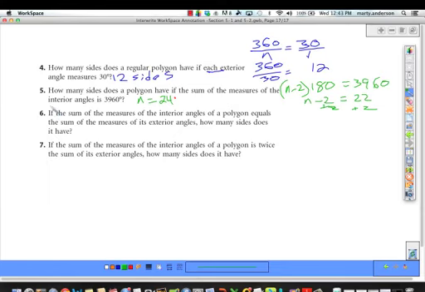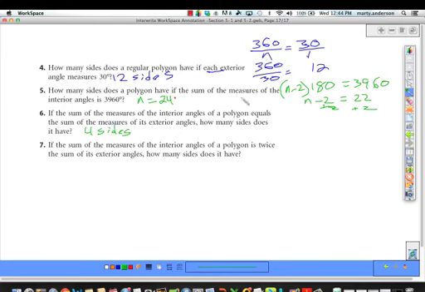Last two, a little bit different. If the sum of the measures of the interior angles of a polygon equals the sum of the measures of its exterior angles, how many sides does it have? Now, some of you probably already figured this one out. When is an interior angle equal to its exterior angle? Since they're a linear pair, that's going to be when they're 90 degrees. What kind of a figure has 90-degree angles? Well, it's probably going to be a four-sided figure, or a quadrilateral.